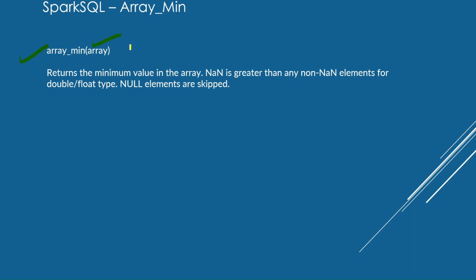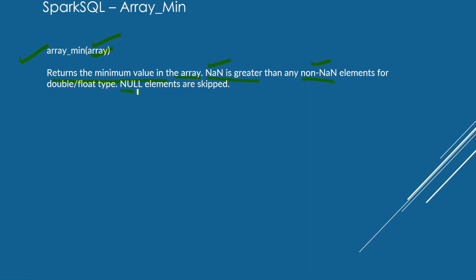Why do we generally use the array_min function? It returns the minimum value in the array. Whatever minimum value is present in the array, array_min will return that value. If a NaN and a non-NaN element are both present in the array, how will it execute? NaN is considered greater than any non-NaN value.